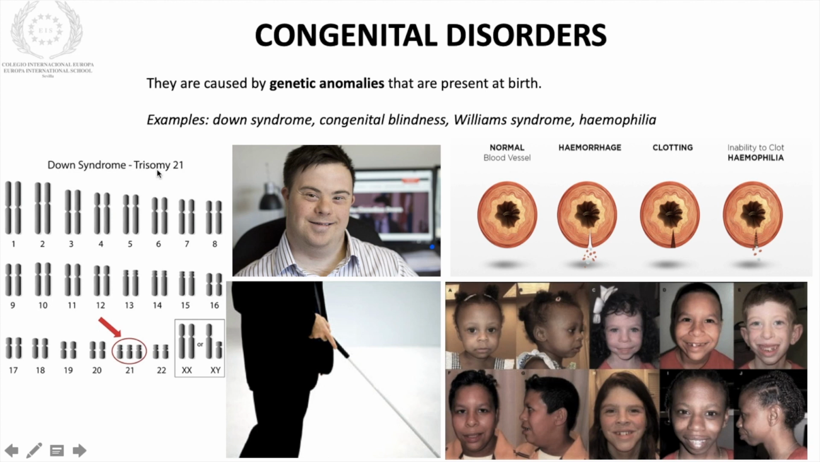Then we have the congenital blindness, the Williams syndrome, okay, and hemophilia, that means that you cannot stop the hemorrhage, okay, the hemophilia that is responsible for different mental and physical disorders, and that's it. Then in the next class, we're going to start with infectious diseases.